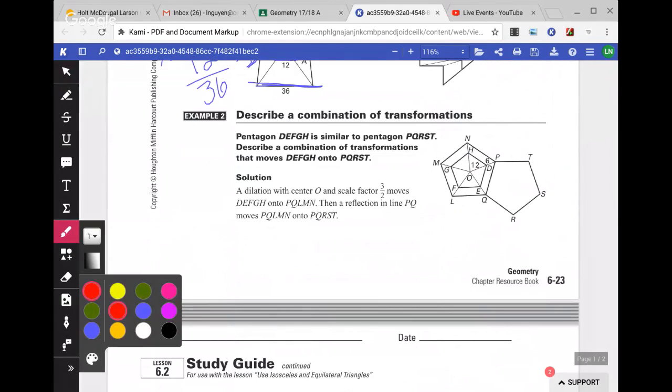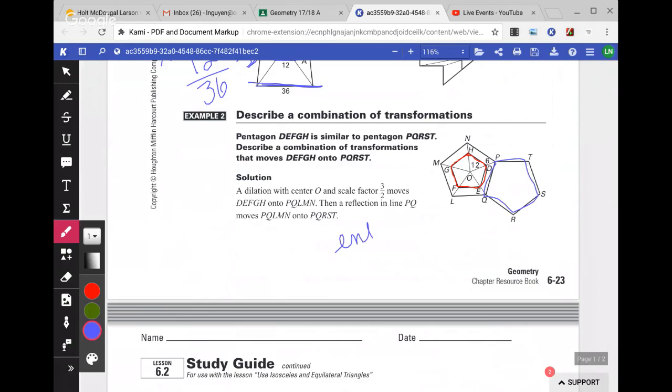So in this one, D, E, F, G, H is similar to P, Q, R, S, T. Describe the transformation that moves D, E, F, G, H. So that's the smaller one on the inside. Okay, we're moving that on to P, Q, R, S, T, which is over here. Okay, so we know it's getting larger. That's an enlargement.